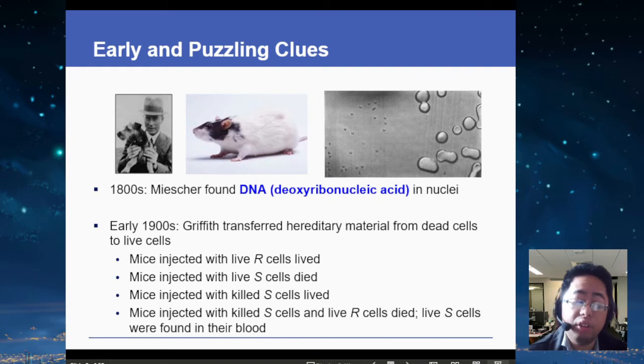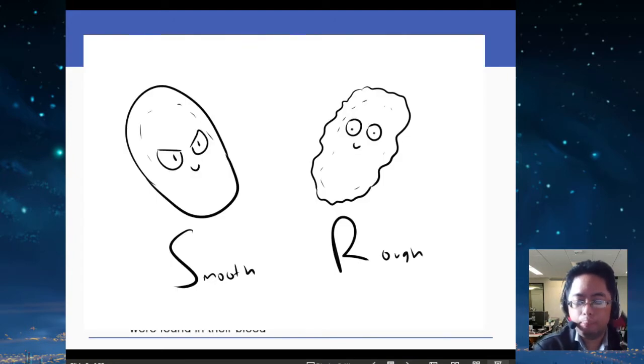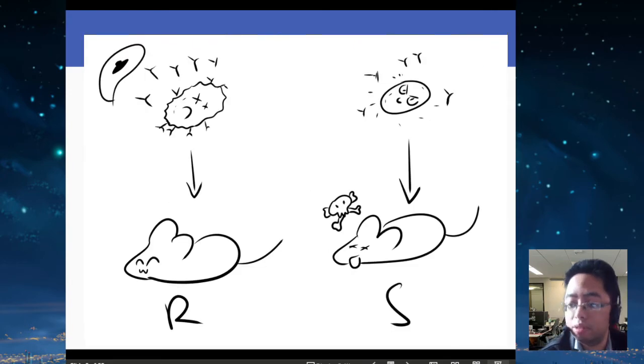In the early 1900s, Griffith transferred hereditary material from dead cells to live cells. There are two types of bacteria that kill mice. You have the bacteria with the R cells. R means rough. This bacteria has a rough outer membrane, which means it doesn't have any protection against the antibodies of the rat. So when you inject it into a rat, the rat lives because the rat's antibodies are able to kill that bacteria.